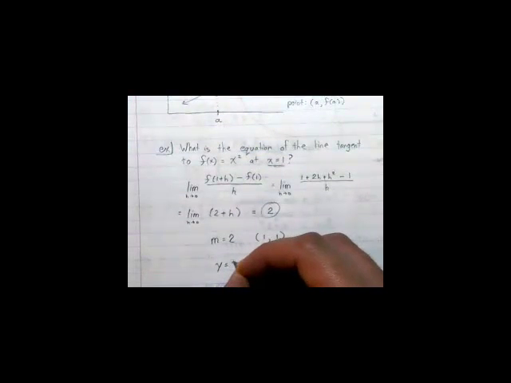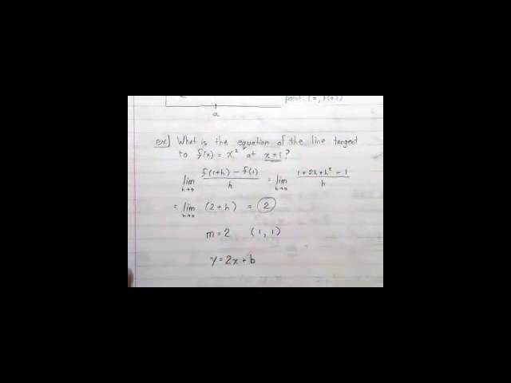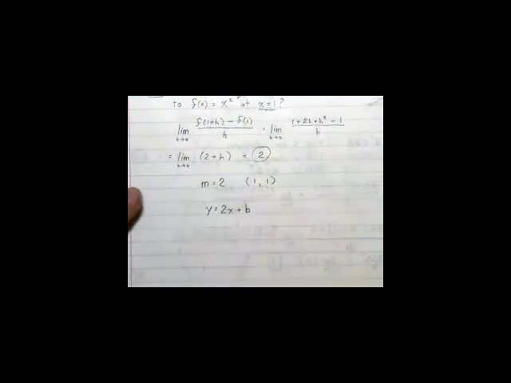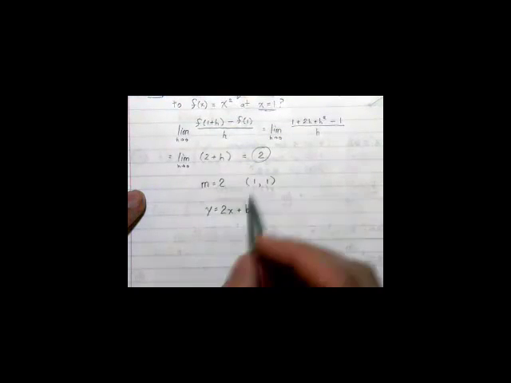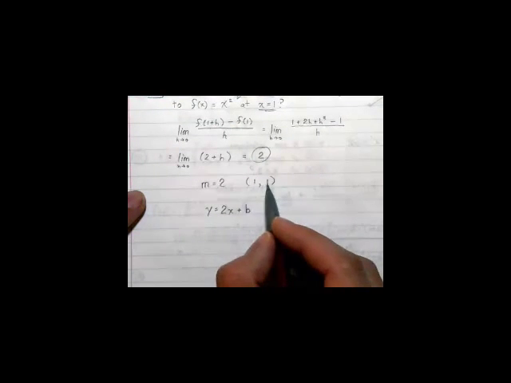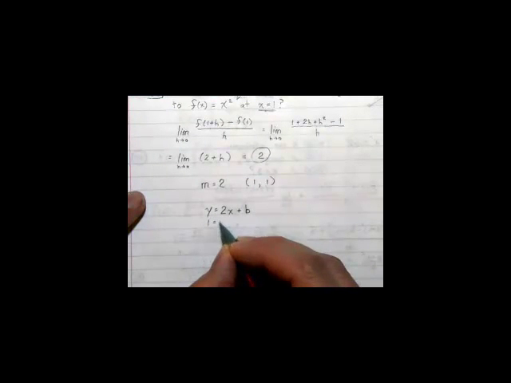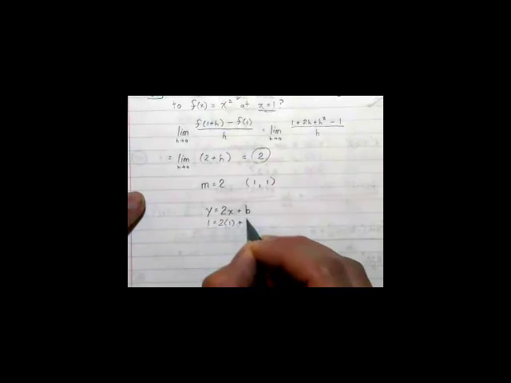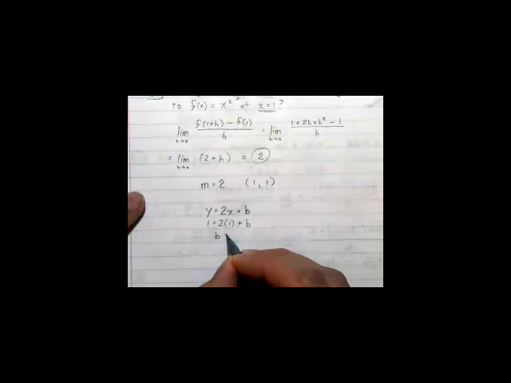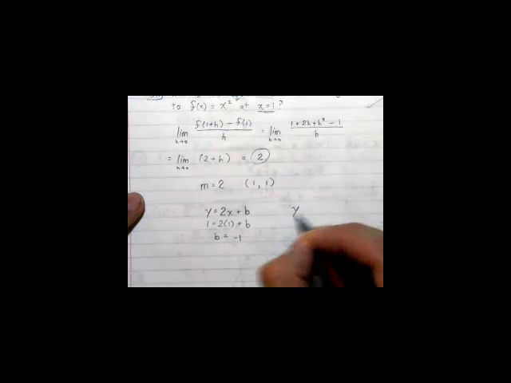So y equals 2x plus b. Now, if you like point slope form, by all means, you can do that too. This is just the way I think most of you did it. So we can take the 1 and the 1, x, y, plug them in. 1 equals 2 times 1 plus b. So b equals 1 minus 2, so negative 1. So the equation of our tangent line is y equals 2x minus 1.